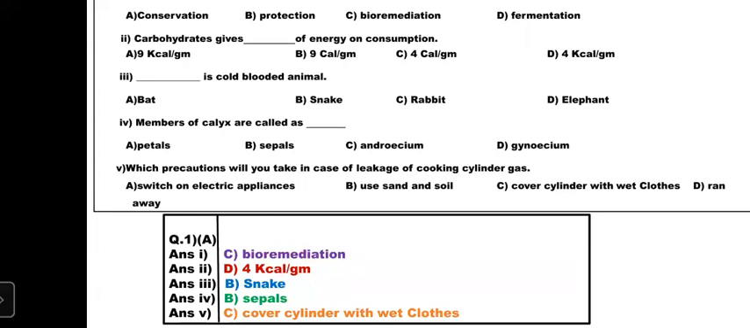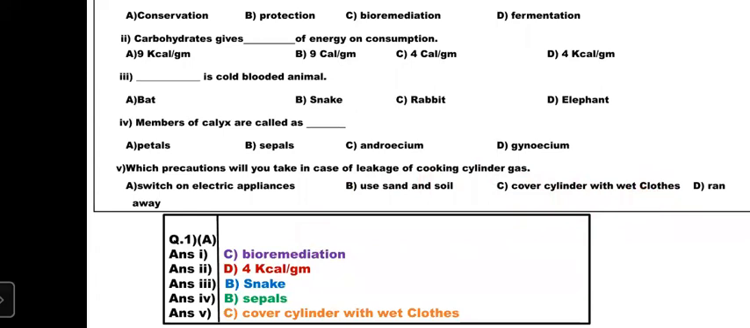Fifth one. Which precautions will you take in case of leakage of cooking cylinder gas? Now options: A, switch on electric appliances, B, use sand and soil, C, cover cylinder with wet clothes, D, run away. Now you know, whenever there is leakage from cooking cylinder gas, it catches fire. So in such cases, what you have to do? You have to cover the cylinder with wet clothes. The correct answer is answer fifth, C, cover cylinder with wet clothes.